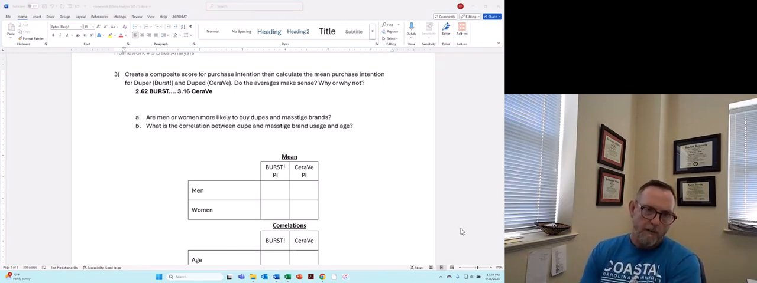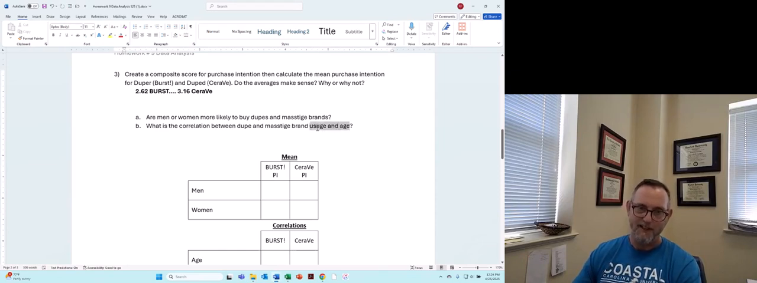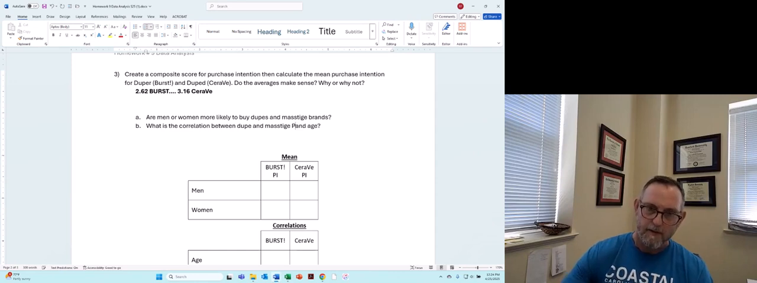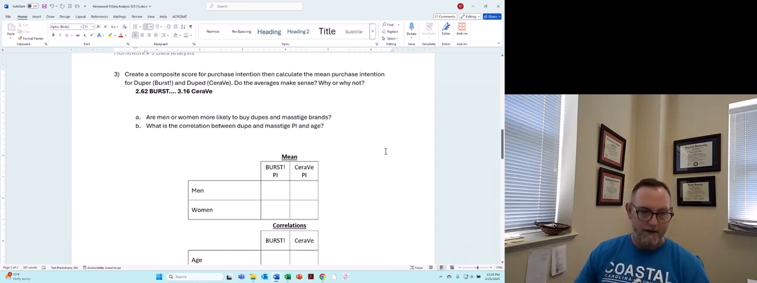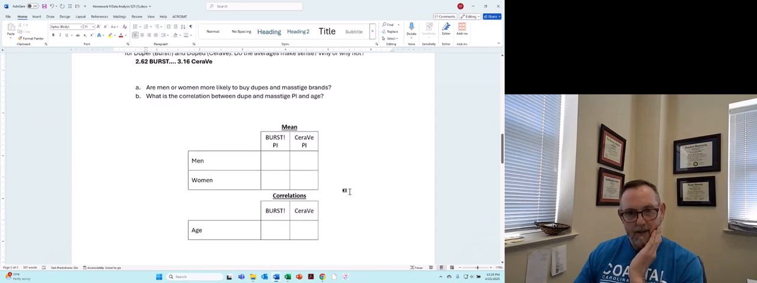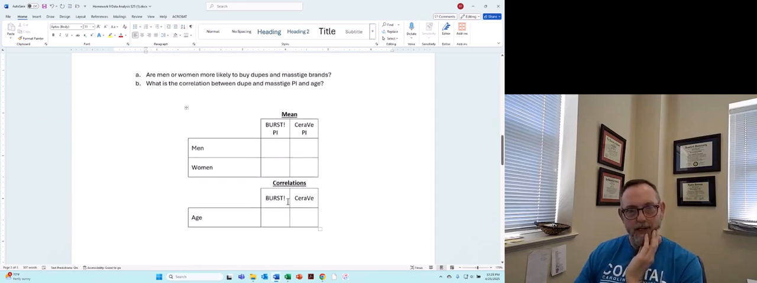So now we're looking to extend this. Are men or women more likely to buy dupes and masstige brands? What's the correlation between dupe and masstige? Oh, well, this is a bad question. I need to rewrite this. I'm so sorry. This should be purchase intention, and age. I should have double checked that. I meant PI. Yeah, there should be PI in here.